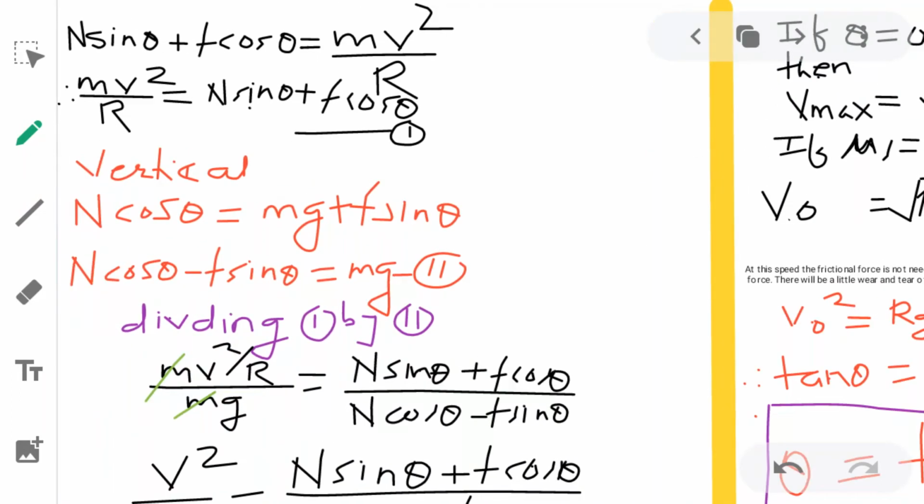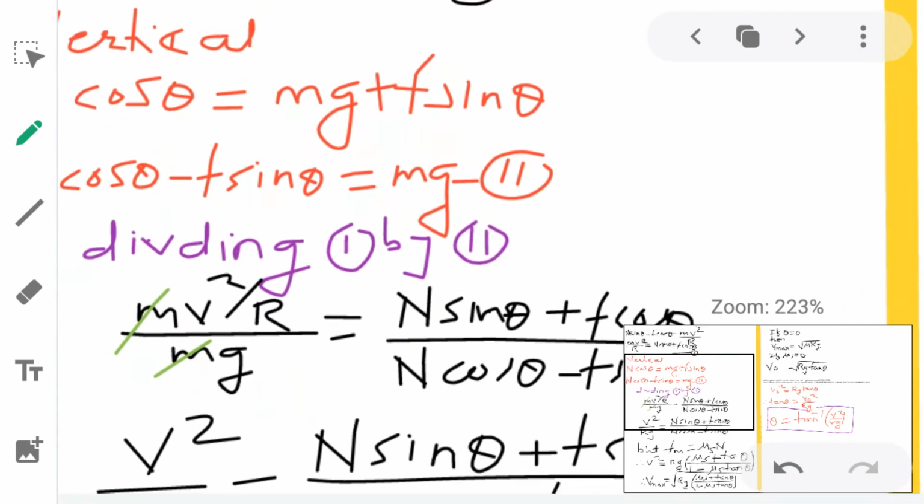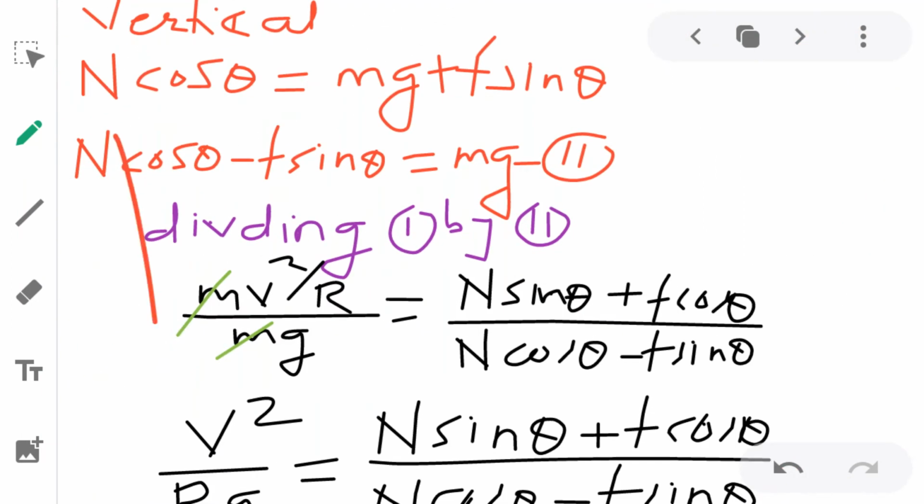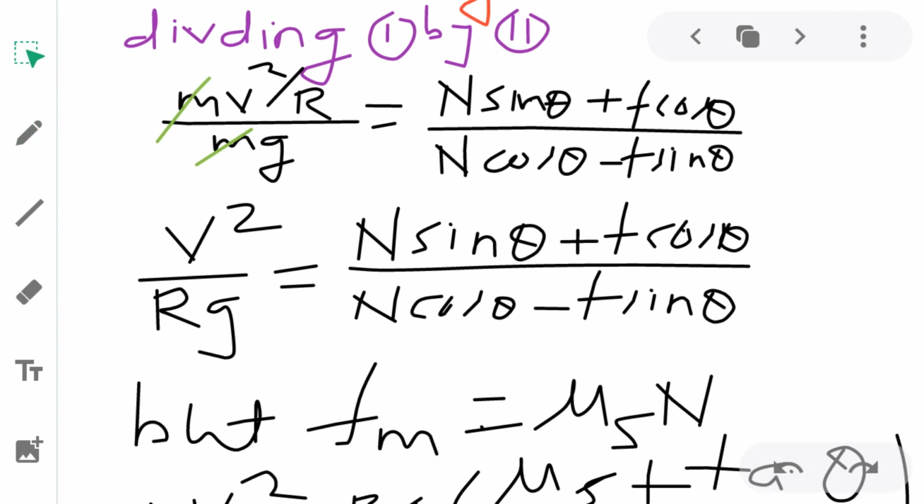Now vertically, N cos theta is equal to mg plus the downward force. Which forces are there? Mg plus F sin theta. Then N cos theta minus F sin theta is mg. Now dividing mv square upon r by mg, m gets cancelled, giving v square upon rg. V square upon rg is equal to N sin theta plus F cos theta upon N cos theta minus F sin theta.